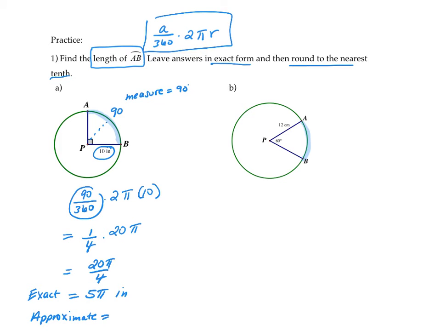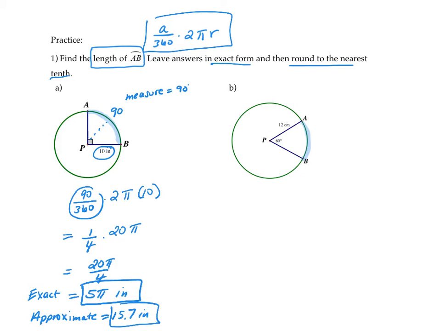And when you do that, you end up with 15.7 inches. So this is really precise, 5 pi, and this is an approximation. But that approximation might make more sense, right? It might be more practical.